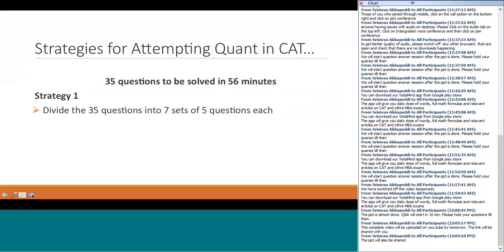Strategy 1 is very simple. Divide the 35 questions into 7 sets of 5 questions each. Normally, all 35 are given one after the other. So you have 7 sets, 5 questions each. 5 into 7 is 35, so each set has only 5 questions.